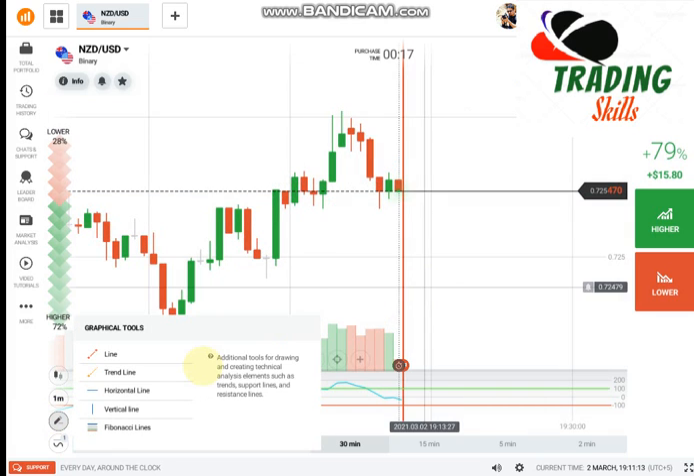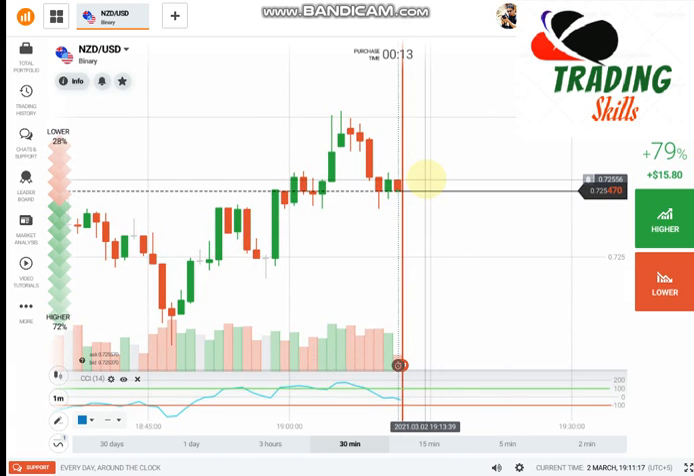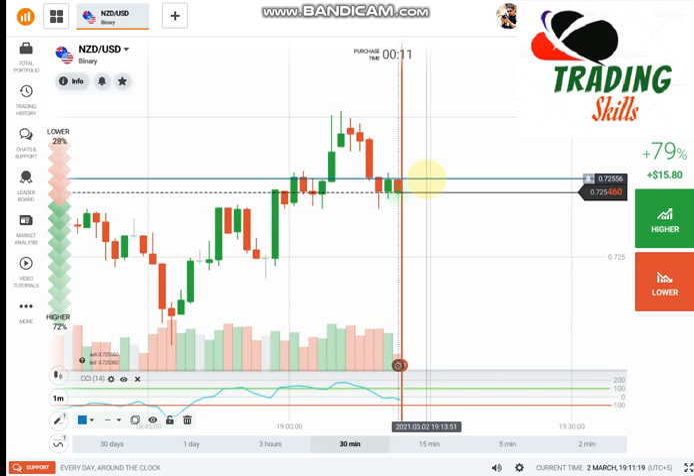So today I'm going to show you how you can predict the next candlestick by using candlestick psychology. Okay, so here I'm seeing a level.